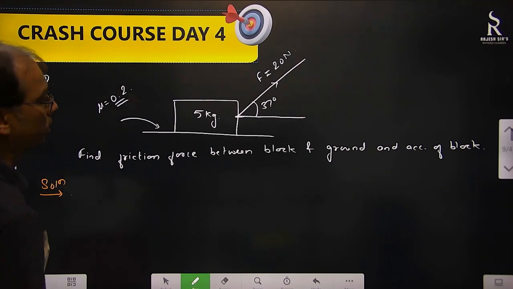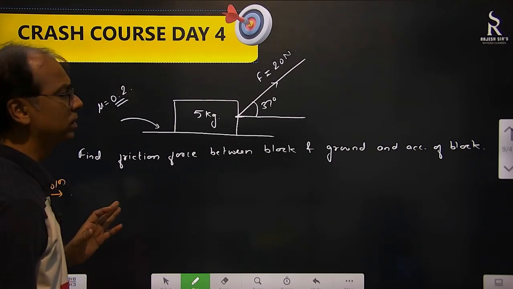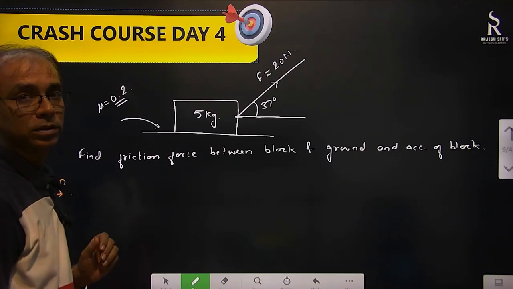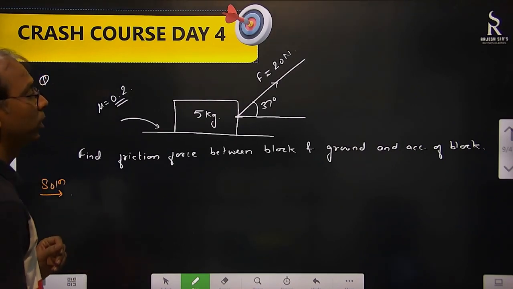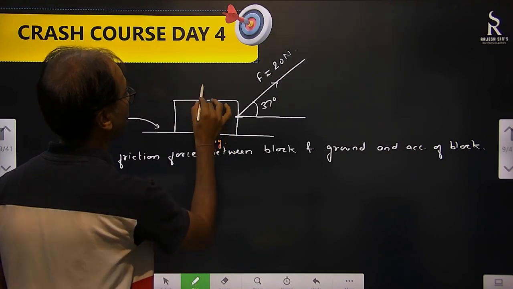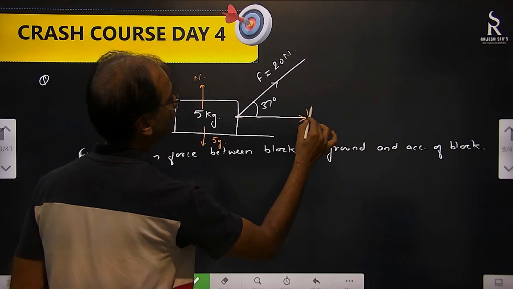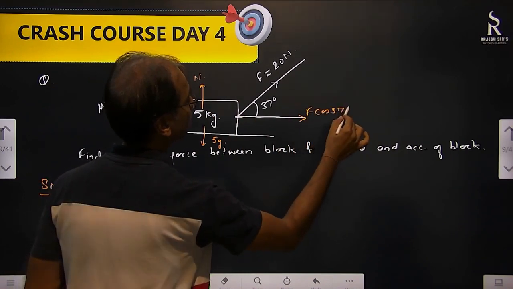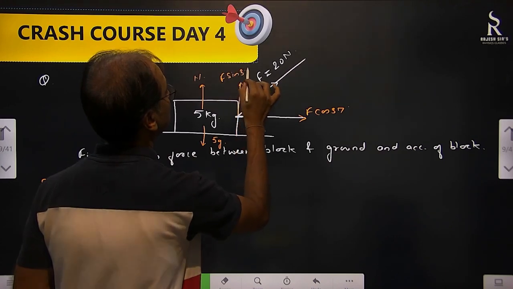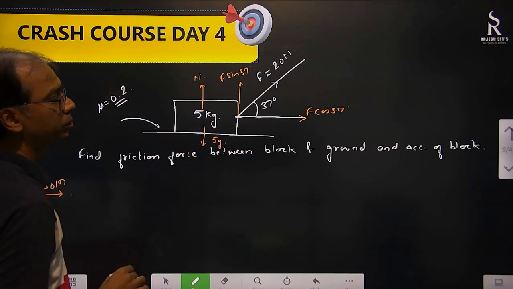Now in this case, why did I give you this question? Because normally we say that whenever force of friction is asked, it's mu n, mu mg. Not so, not always. Okay, what is n here? Just see, this is 5g, this is n, but in this case there is a component of the force: here is F cos 37 and here is F sin 37.